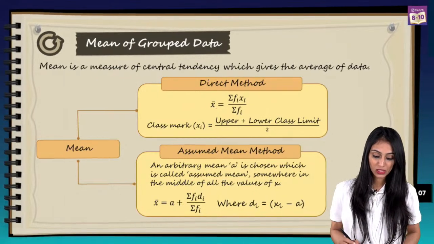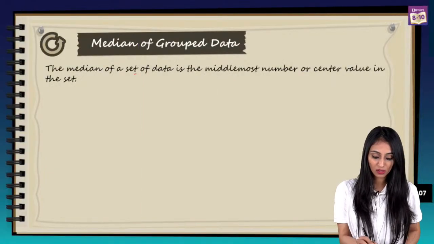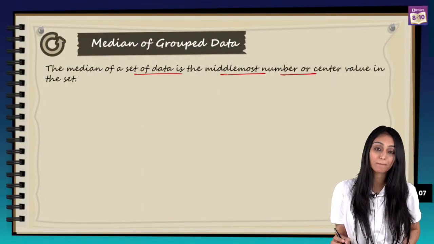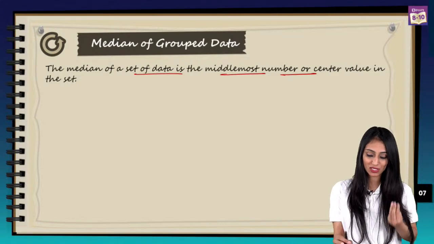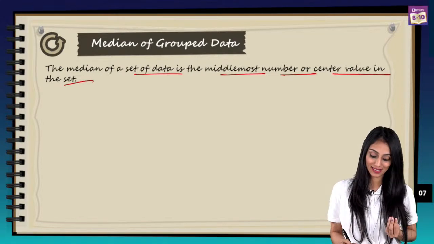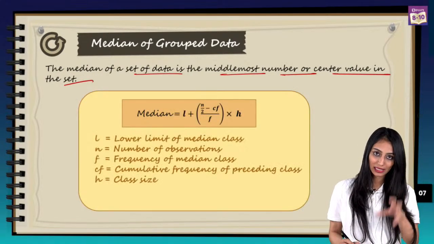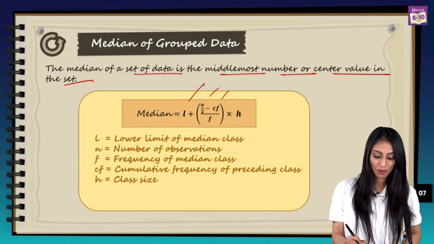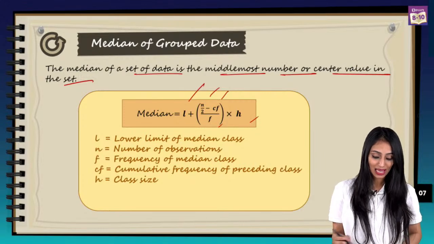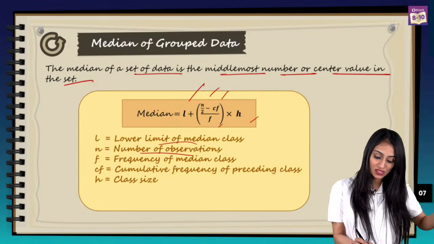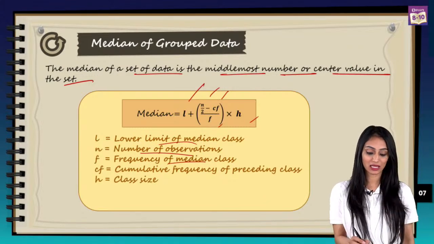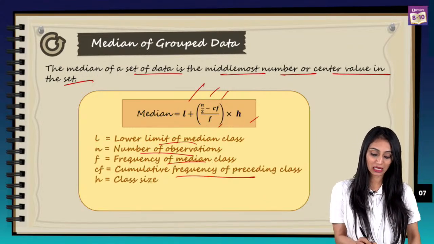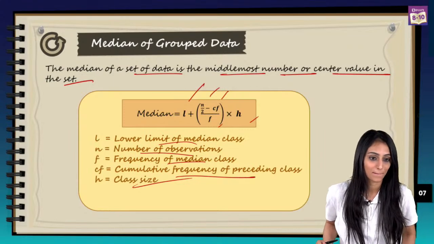Alright, now we will talk about the median. So median of a set of data is the middlemost number, as the name suggests, right? Middlemost number or central value in the set. But in grade 10th we have a proper formula to find out the median, which is L plus (n by 2 minus CF) by F times H. L is the lower limit of the median class, n is the number of observations, F is the frequency of the median class, CF is the cumulative frequency of the preceding class, H is the class size.